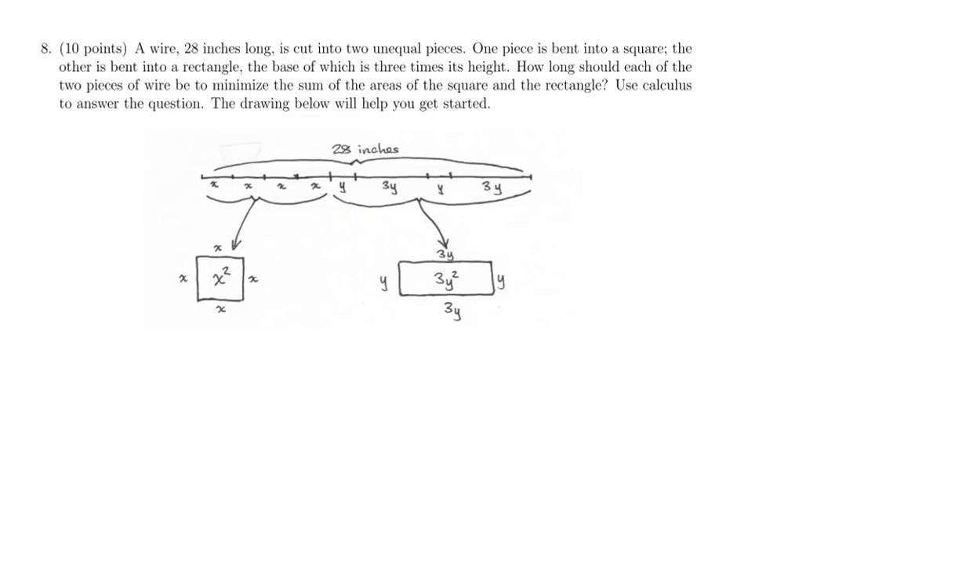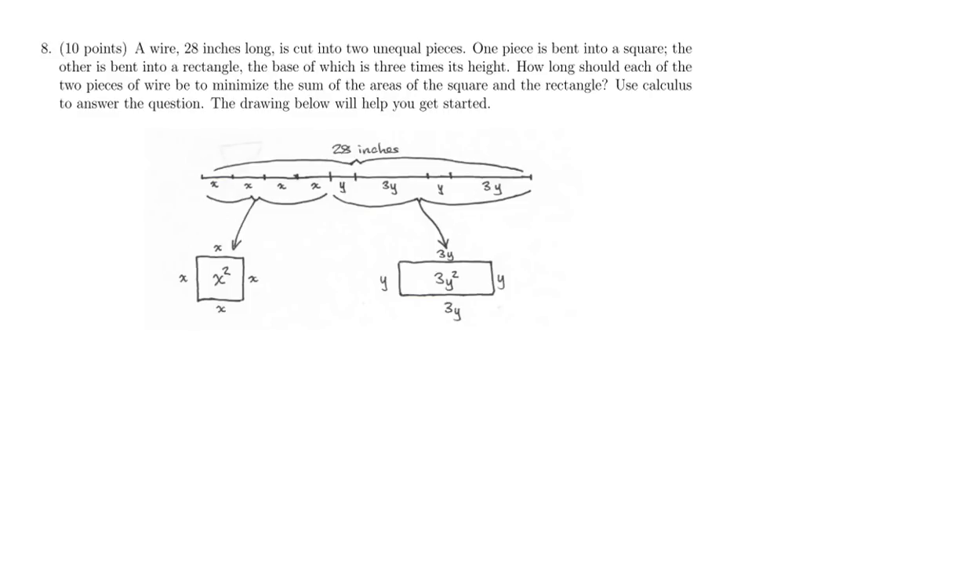A wire 28 inches long is cut into 2 unequal pieces. One piece is bent into a square, the other is bent into a rectangle, the base of which is 3 times its height. How long should each of the 2 pieces of wire be to minimize the sum of the areas of the square and the rectangle? Use calculus to answer the question. The drawing below will help you get started.